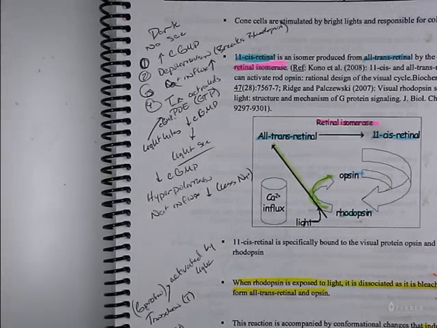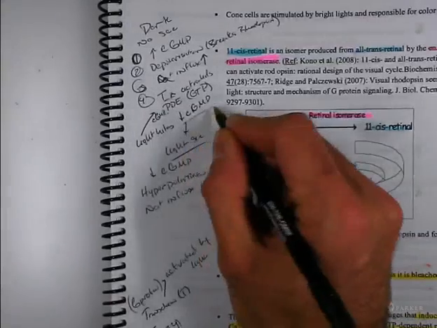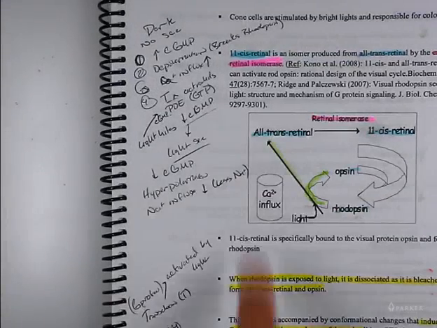Cyclic GMP phosphodiesterase. When cyclic GMP phosphodiesterase is active, what does it do to the intracellular levels of cyclic GMP? What does the phosphodiesterase do? Break it or make it? Breaks it. Phosphodiesterases break cyclic GMP. So T-alpha is transducin. It's a G protein. In the presence of light, it activates cyclic GMP phosphodiesterase, which decreases cyclic GMP, which allows you to see in the light.